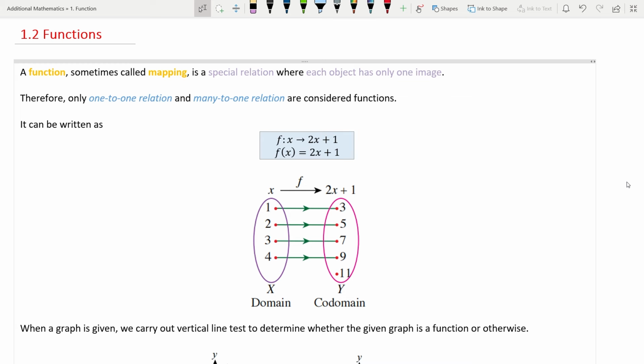A function, sometimes called mapping, is a special relation where each object has only one image. Therefore, only one-to-one relation and many-to-one relation are considered functions. It can be written as function f such that x is converted into 2x plus 1, or f of x equals 2x plus 1.